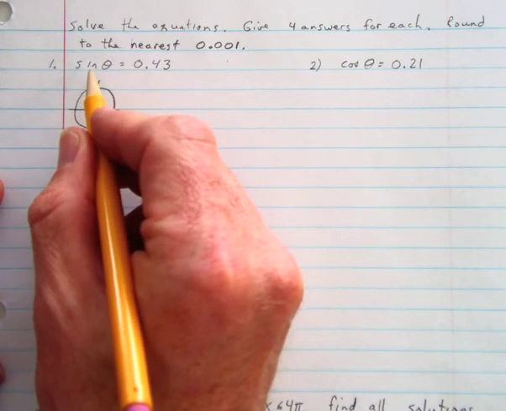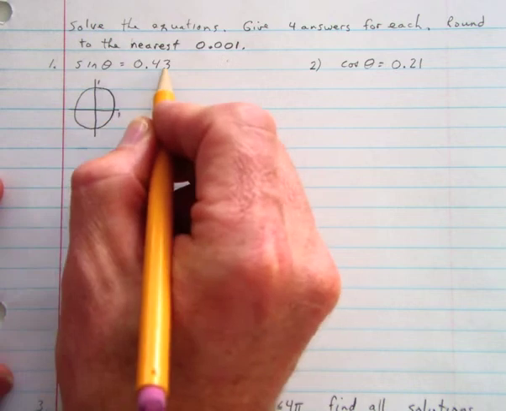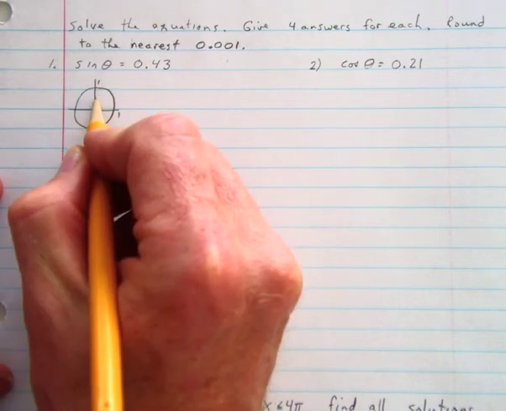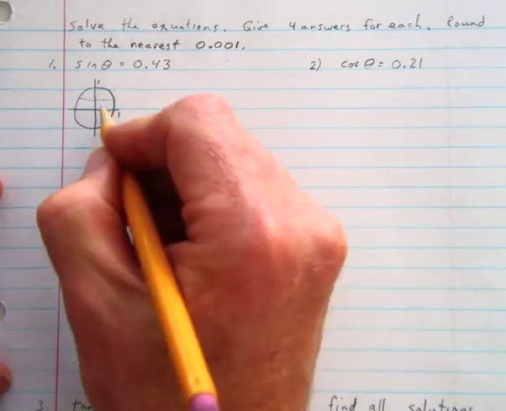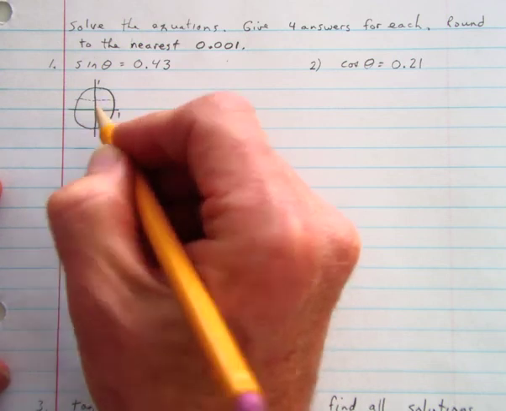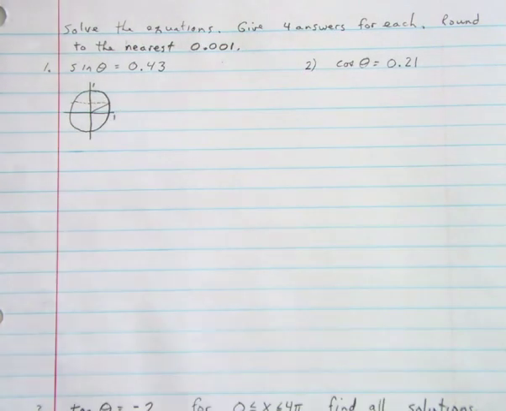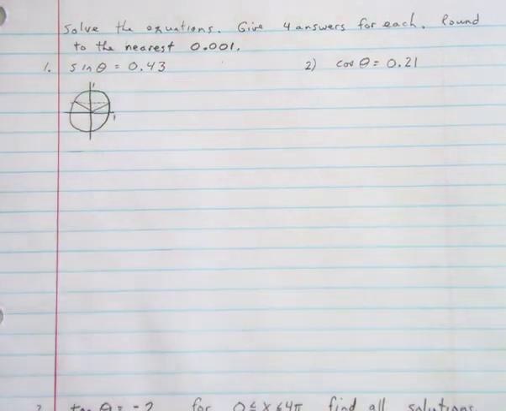Sine is what on the unit circle? It's our y value. So this is saying y equals 0.43. Well, here's about a half, so it's going to be something under there. And we're going to have two places here on the unit circle where it will equal. So we have one in the first quadrant, one in the second quadrant.